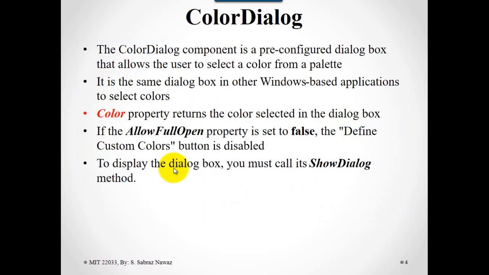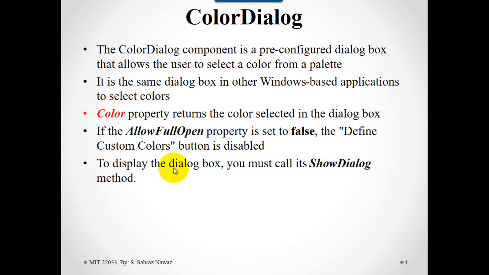And if you are going to see the description of the color dialog box, the color dialog component is a pre-configured dialog box that allows the user to select a color from a palette. So it allows you to select a color, and the color that you select can be applied to the object or text that you give in the code. It is the same dialog box as in other Windows based applications, because it uses the same API or the class from Windows operating system. So it is the same dialog box.